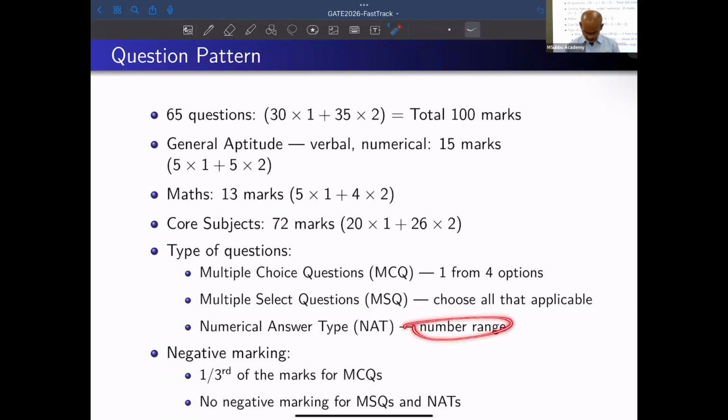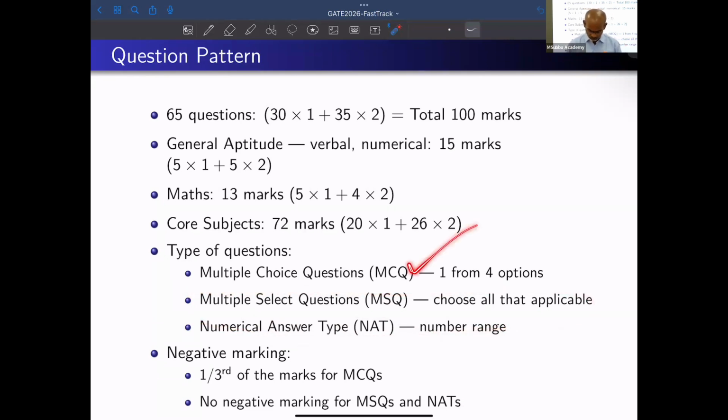Exact means in the numerical answer they will give a tolerance like plus or minus 0.1 or 0.2, so not that level of accuracy you have to enter. Only if you enter within the correct range will the marks be awarded. And since there is no scope for a fluke in these, there is no negative mark for these two types of questions.